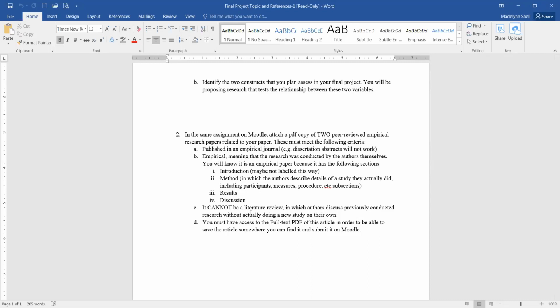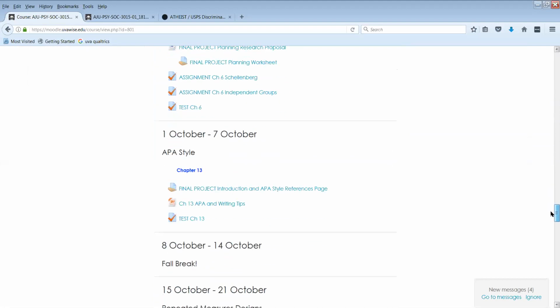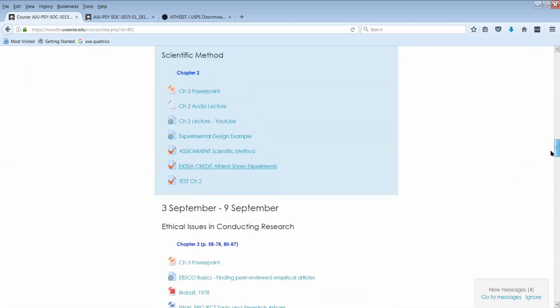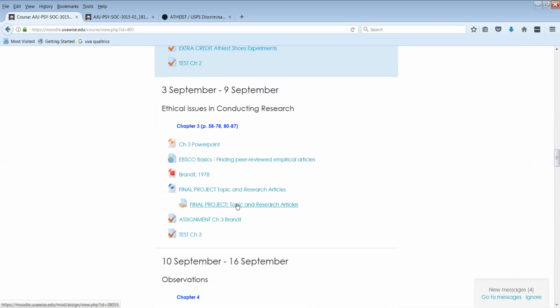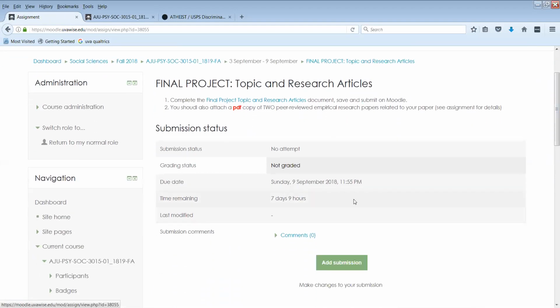And then when you go to submit your assignment for this week, if we go back to our Moodle page, you can submit three documents. So you'll attach your Word document as well as the two PDF copies.